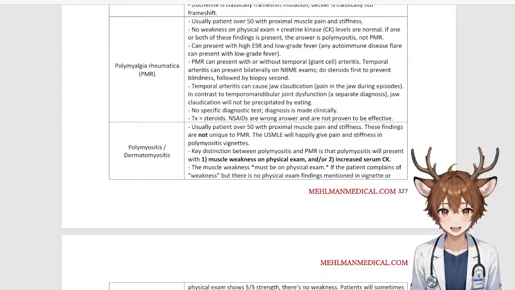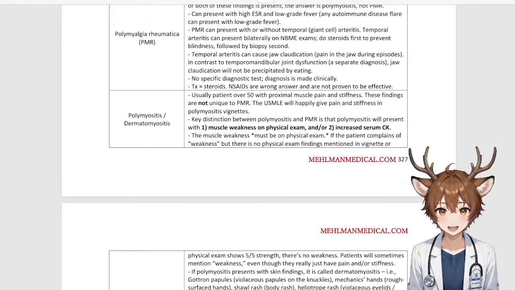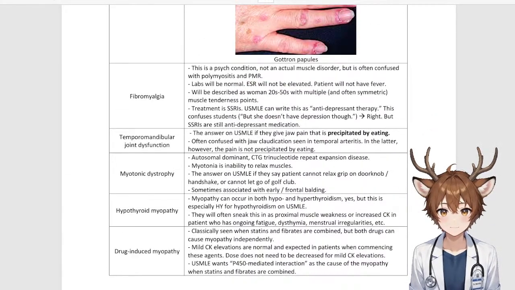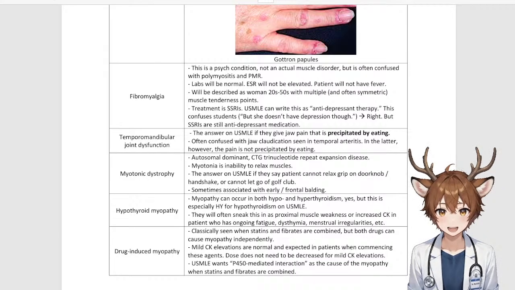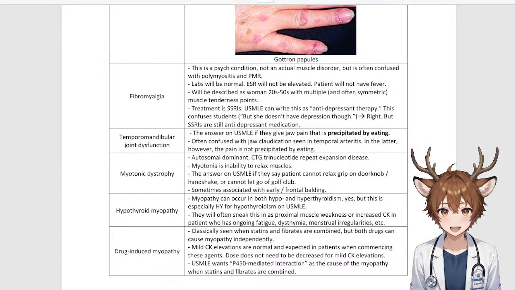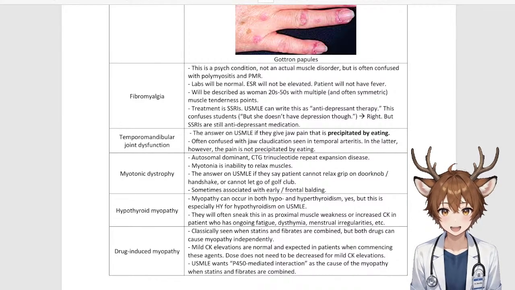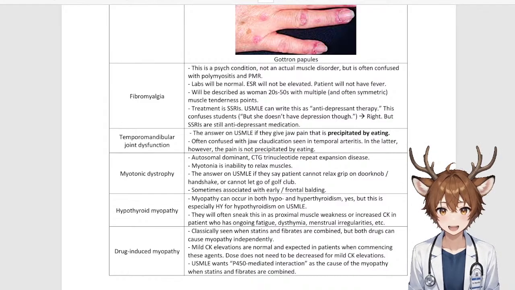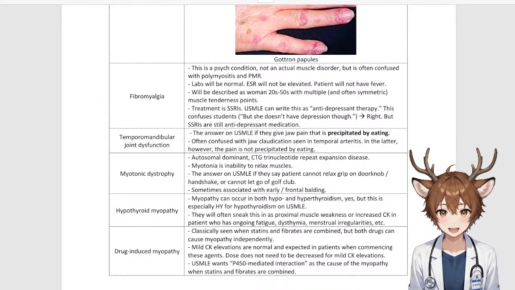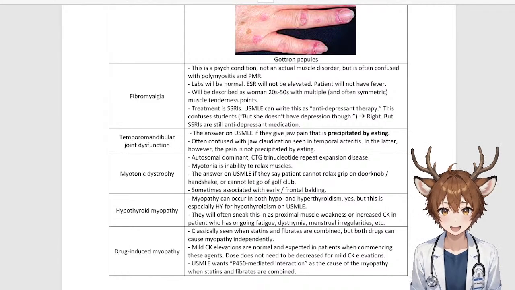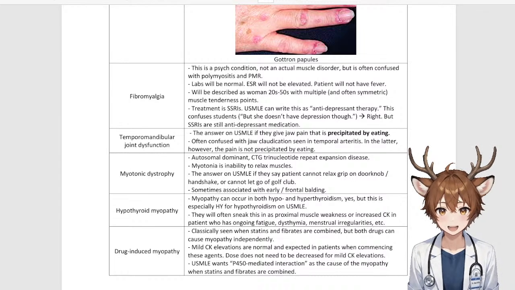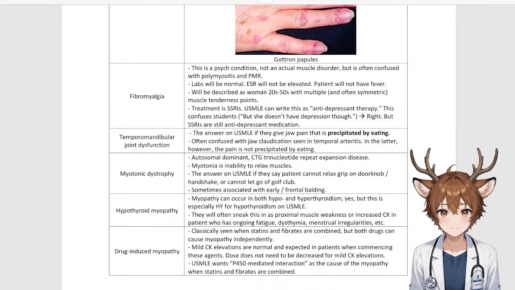Again, PMR, we've been saying this a lot, polymyalgia rheumatica. Temporomandibular joint dysfunction. The answer on USMLE, if they give a jaw pain that is precipitated by eating, often confused with jaw claudication seen in temporal arteritis. In the latter, however, the pain is not precipitated by eating. So TMJ dysfunction, temporomandibular joint dysfunction, is associated with eating, but with temporal arteritis, it's not.